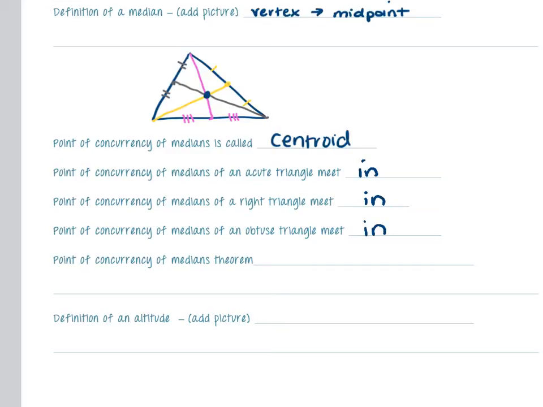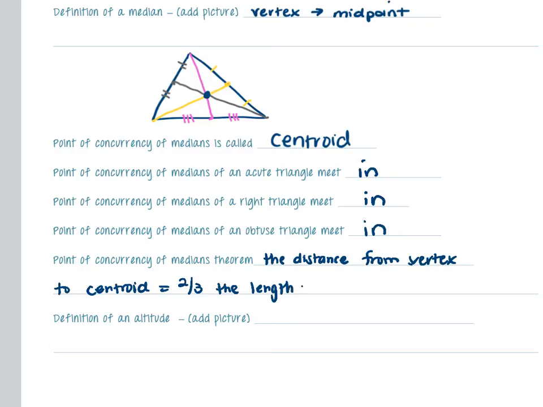And this time the theorem is the 2/3 one, right? Yeah, two-thirds. So the distance from the centroid, or it's actually from the vertex to the centroid, is 2/3 the length of the angle bisector. So this part here would be 2/3. This part here would be 1/3.